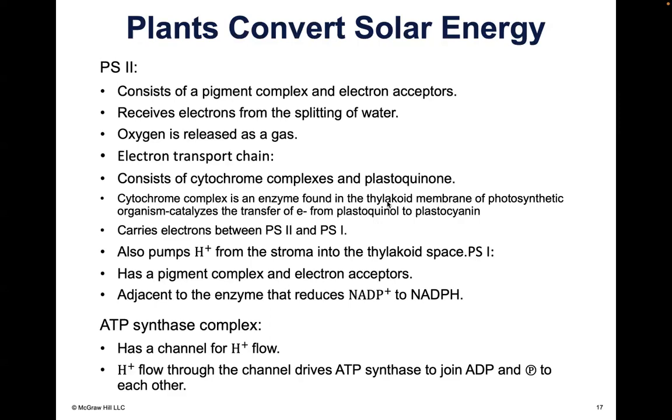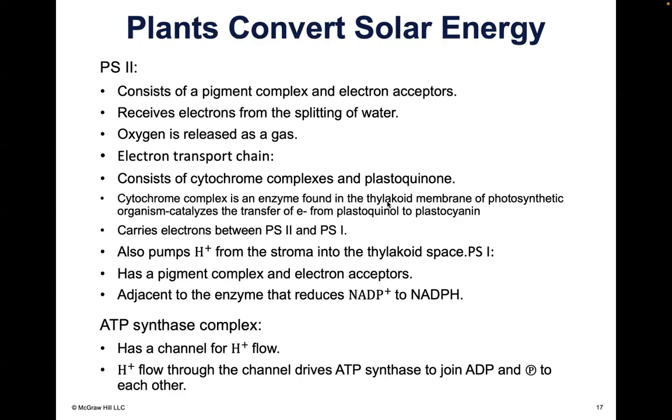So mind you, it carries electrons from photosystem 2 to 1. I mentioned to you before, photosystem 2 produces the electrons, which are sent to photosystem 1. Also, it pumps hydrogen ions, which are produced when the water was split. It pumps them from the stroma into the thylakoid space.